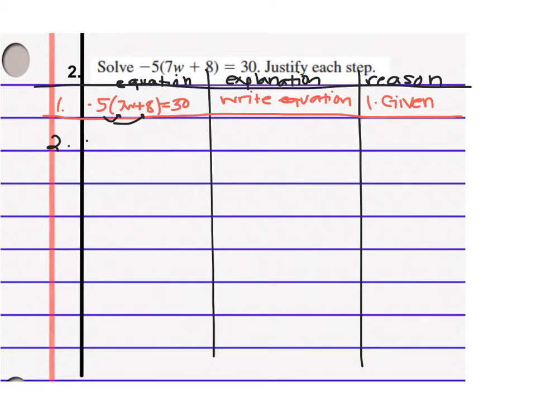We'll write that out. So -5 times 7w plus -5 times 8 equals 30. Okay, so we multiplied, right? That's the explanation of what we did. What property did we use? That would be your distributive property.